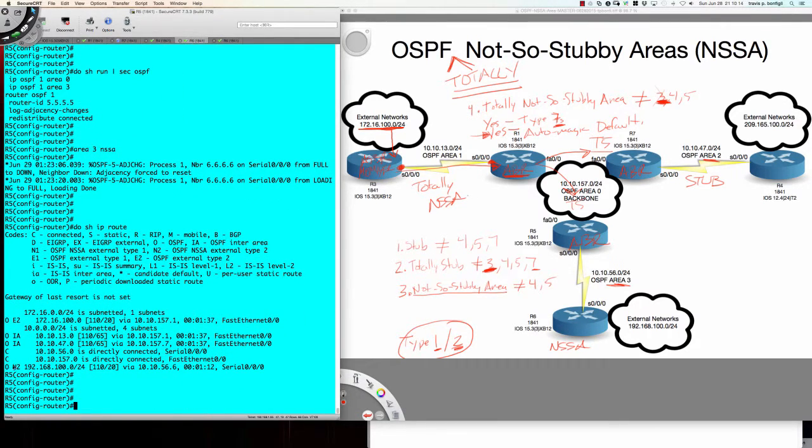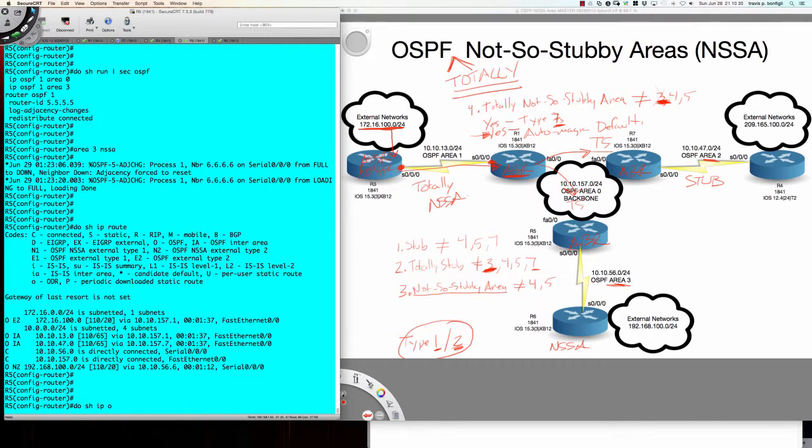And there is the ON2 for that 192.168, right? Because this is indicating it's a type 7. Remember that. That ON2 means it's seeing it as a type 7. But what's going to happen?